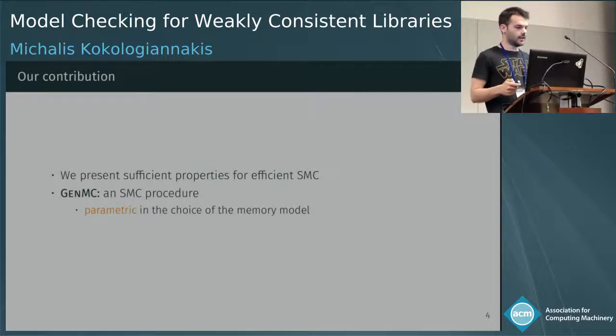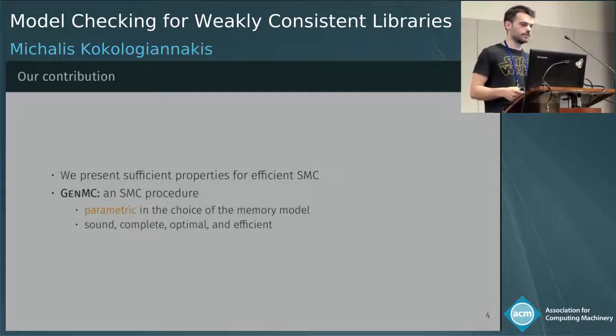And moreover, we've proven that GenMC is sound, meaning that it explores no false positives, that it is complete, meaning that it explores all executions, that it is optimal, meaning that it doesn't explore the same execution twice, and that it is efficient, meaning that it uses this coarse PRF equivalence partition that I mentioned before. And we've actually shown that it is efficient by implementing it into a tool, comparing with other state-of-the-art model checkers, and in many cases, GenMC is able to explore exponentially fewer executions than other model checkers.